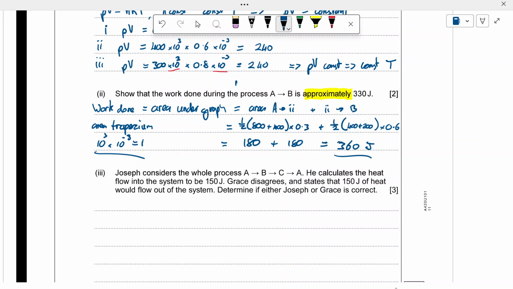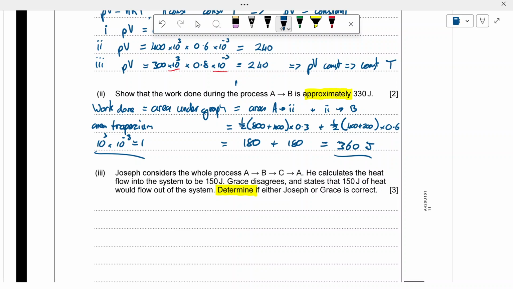Joseph considers the whole process A to B to C to A. He calculates the heat flow into the system to be 150 joules. Grace disagrees and states that 150 joules of heat would flow out of the system. Determine if either Joseph or Grace is correct. When you see determine, typically that means do some physics, do some calculations, and find out.